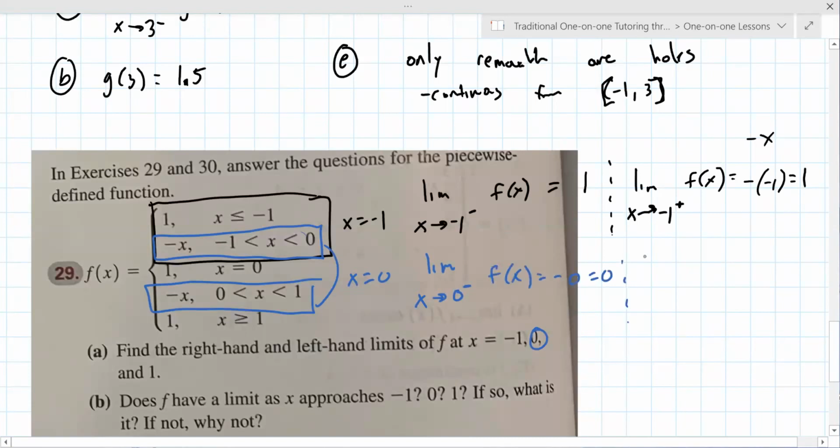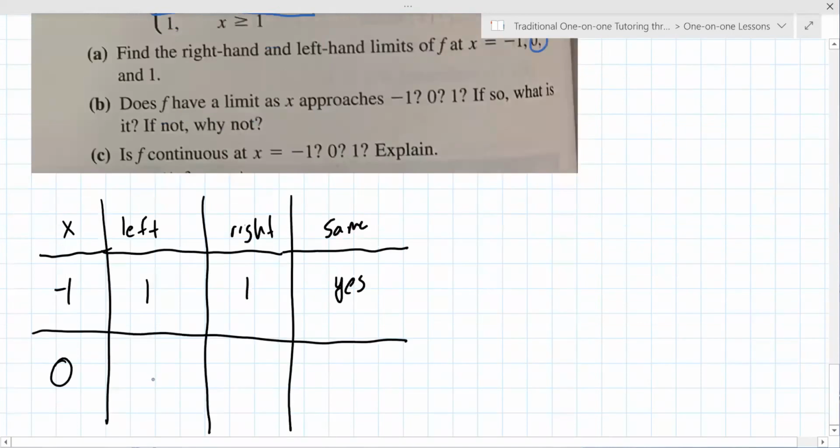Then we're going to do the limit as x approaches 0 from the right. Same thing. So then it does exist because they're equal. Yeah, so we can come down to our table. It's 0, 0, and yes, they are the same.